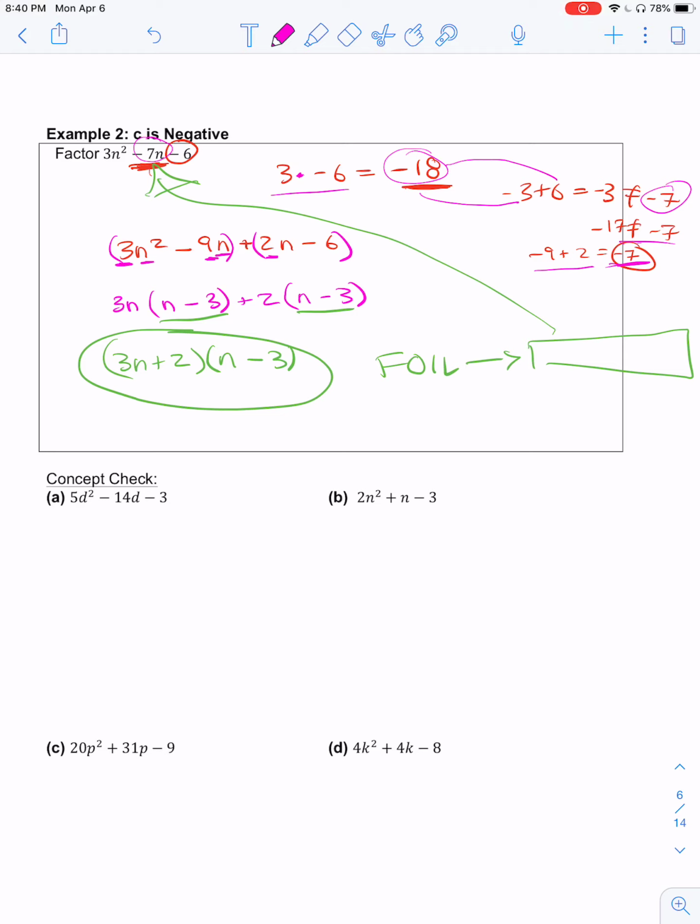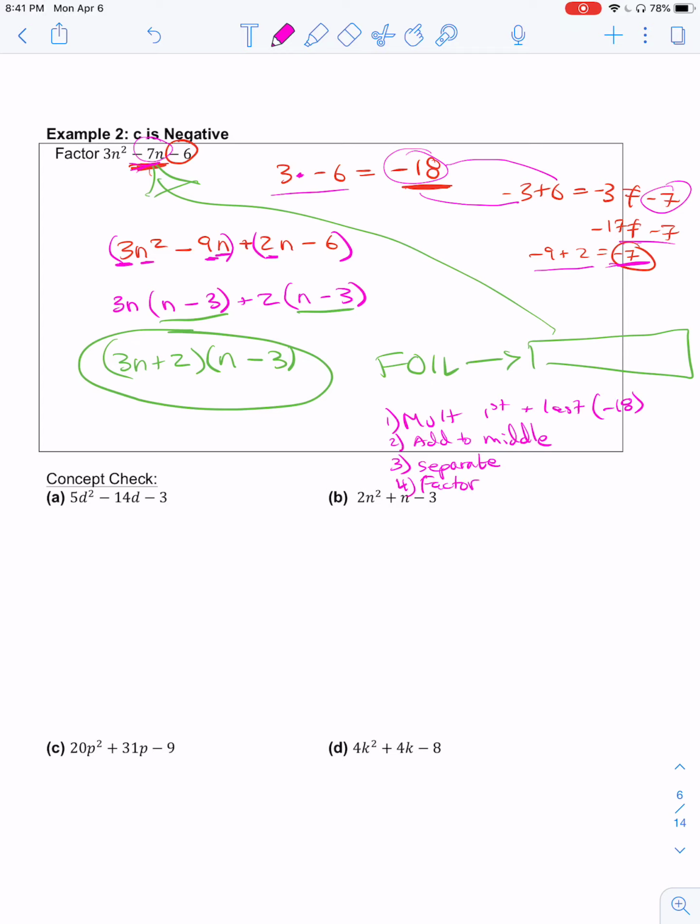So again, what we did was multiply first and last terms. See which two numbers, when we multiply them to get that number, -18, add up to that middle term. So again, -9 plus 2 equals this -7 middle term. Then we separate those out and we factor.